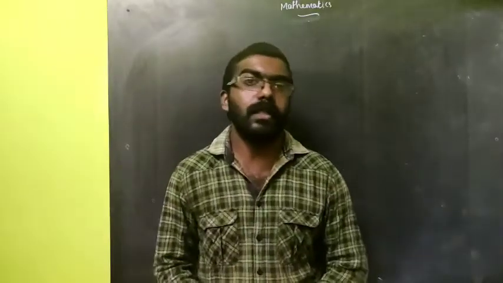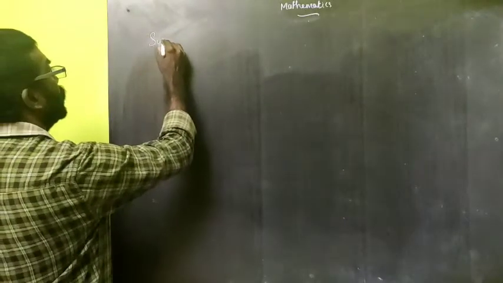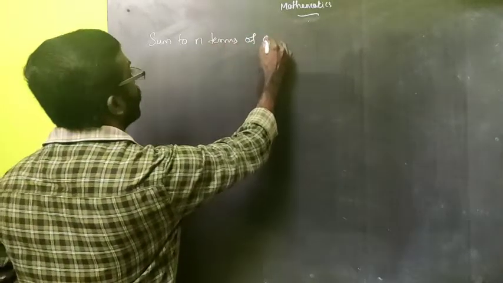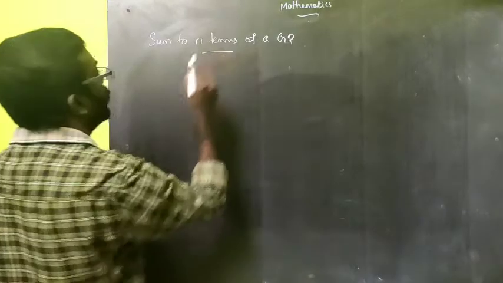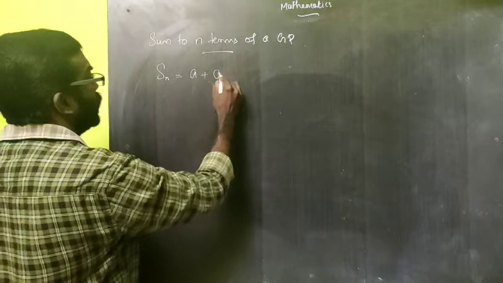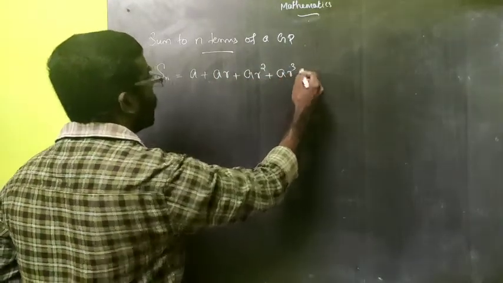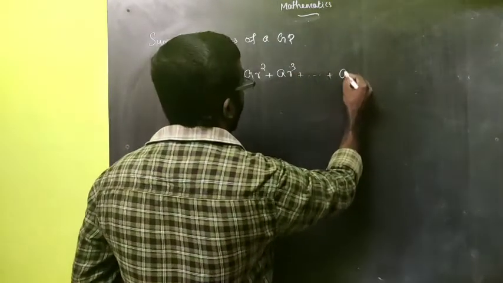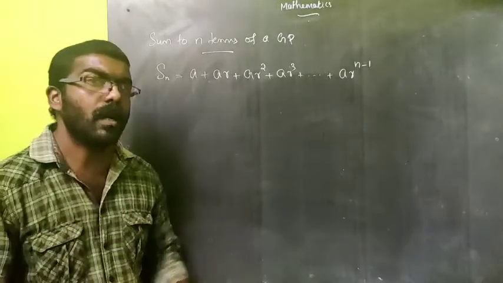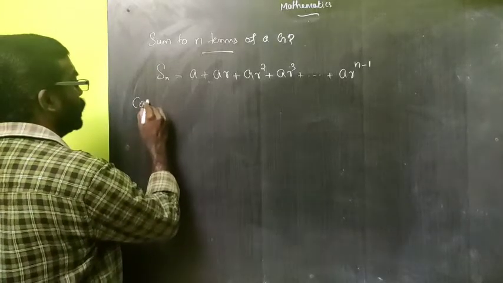Okay, now we shall discuss the sum to n terms of a GP. So we can denote it by Sn, which is equal to a plus ar plus ar square plus ar cube plus etc. plus ar raised to n minus 1. The nth term is denoted by ar raised to n minus 1.